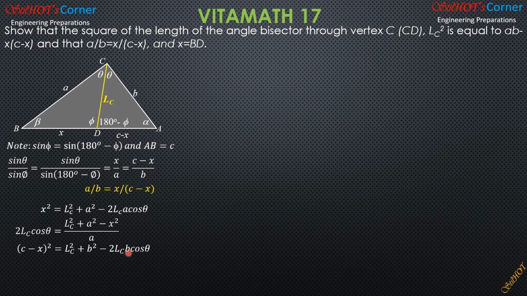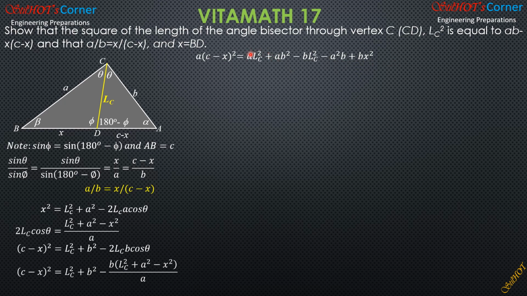Factor out b. So (c minus x) squared equals L_c squared plus b squared minus b times the quantity (L_c squared plus a squared minus x squared) over a, which is the value of 2 L_c cosine theta from that equation. We then cross multiply, so a times (c minus x) squared equals a L_c squared plus a b squared minus b L_c squared minus a squared b plus b x squared, and that's the expansion.